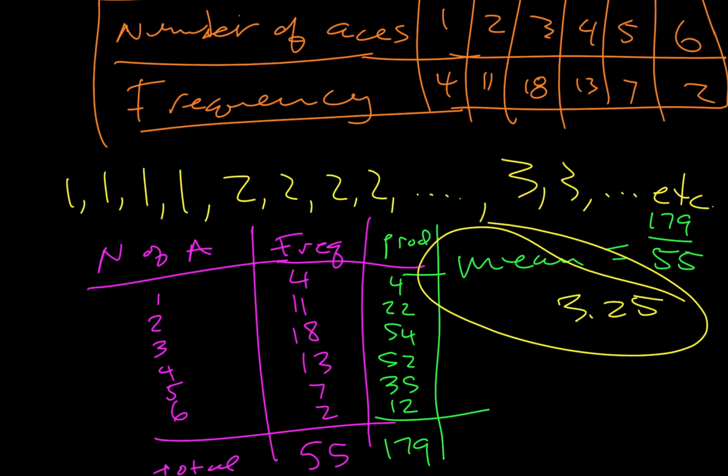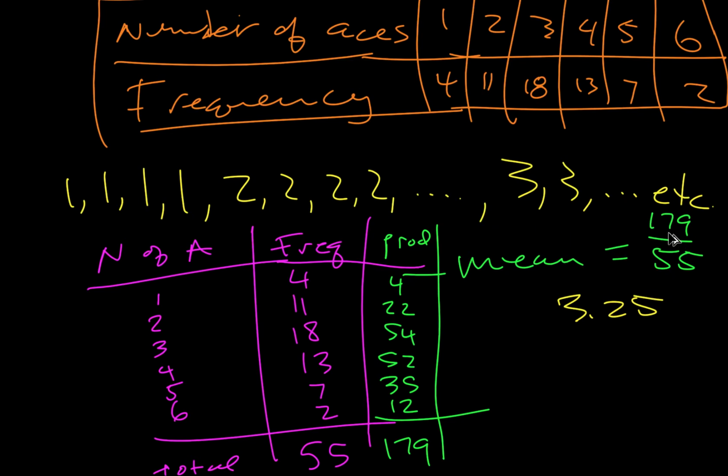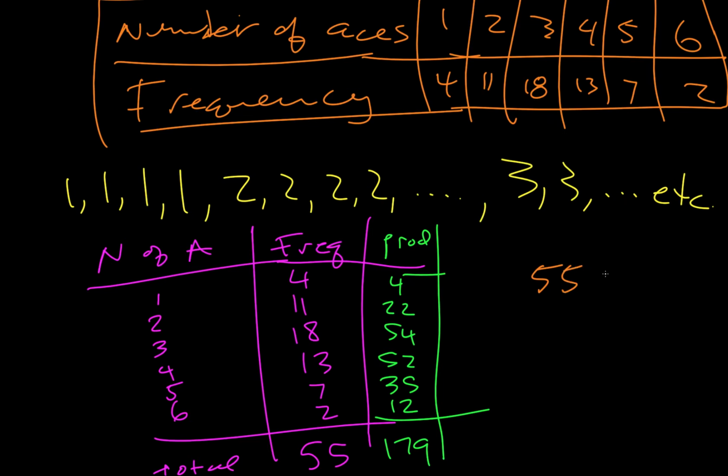Okay? Now the next thing they want us to find is the median. The way we're going to do the median, we're just going to look at the frequency and figure out where the middle is. So if there's 55 points, we're just going to take 55, add 1 to it, and then divide it by 2. So that's going to be 28.